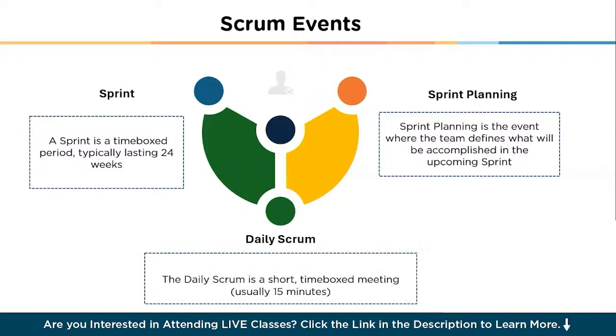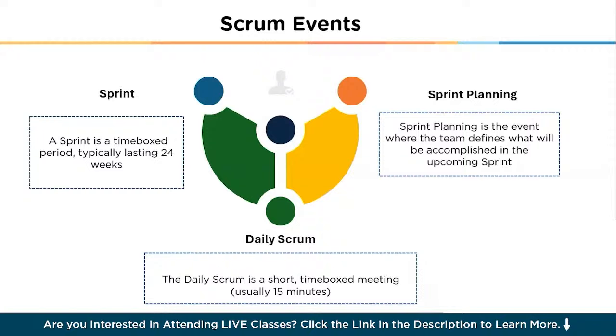Next one we have is the daily scrum. Daily scrum is a short time-boxed meeting, usually lasting for 15 minutes, held every day during the sprint. The purpose of the daily scrum is to synchronize the team activities, discuss progress, and identify any obstacles. Each team member shares what they did the previous day, what they plan to do today, and any issues they are facing.